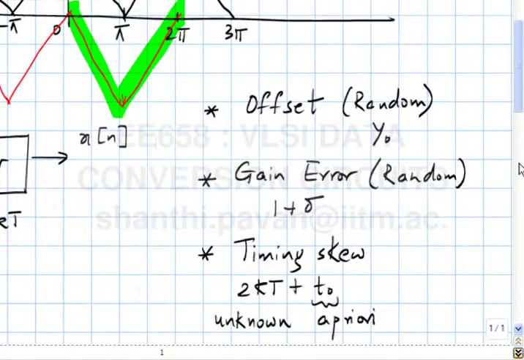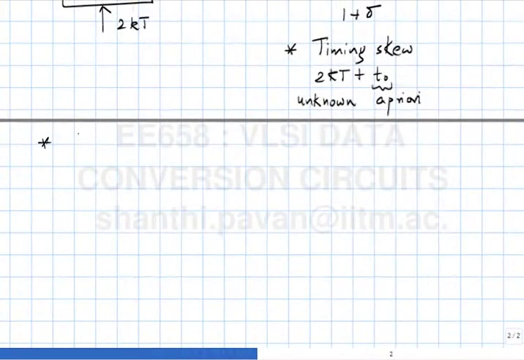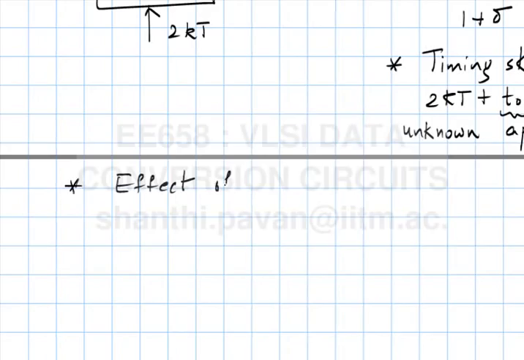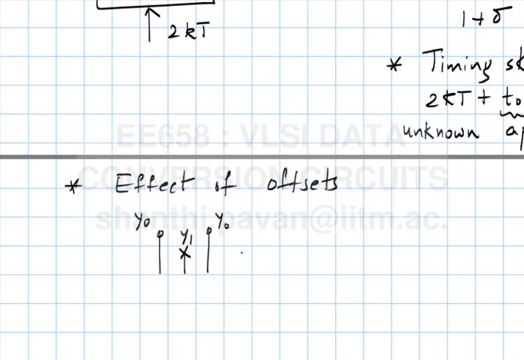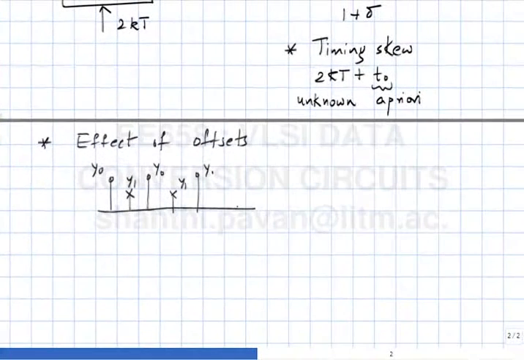So, last time around we were looking at the effect of offsets on the spectrum. If you put DC into the sampler, you will get Y0, Y1, Y0, Y1, Y0 and so on. The reason this is happening is because the two sample and holds have different offsets. If you had only one sample and hold sampling at twice the rate, would offset be a problem? No, it would not be a problem. It would just look like adding a random DC offset to the input.